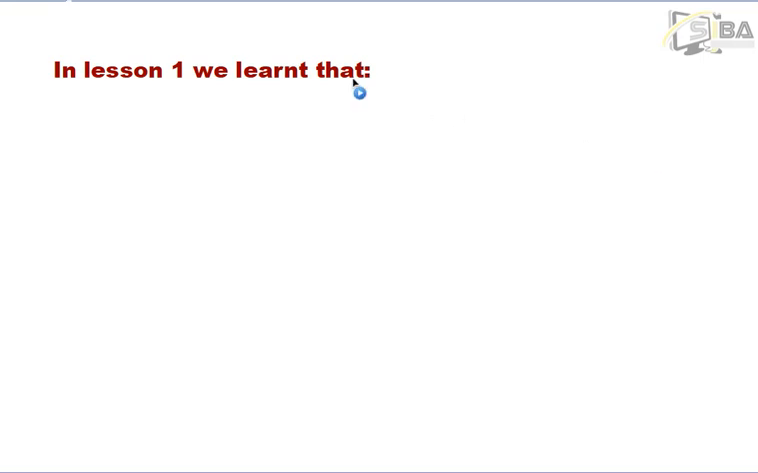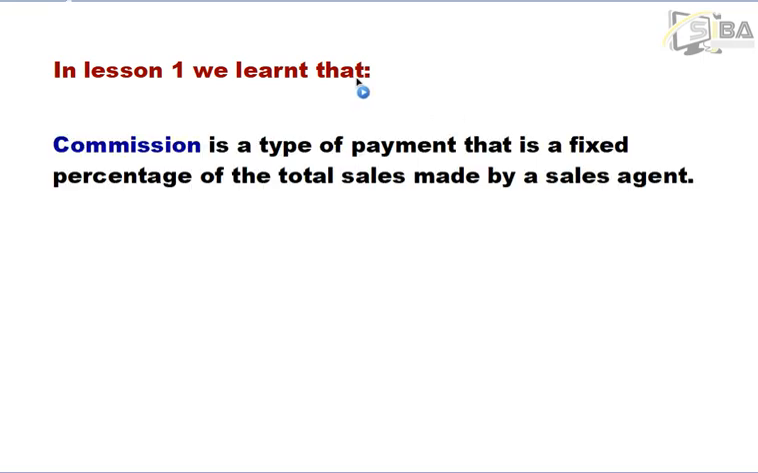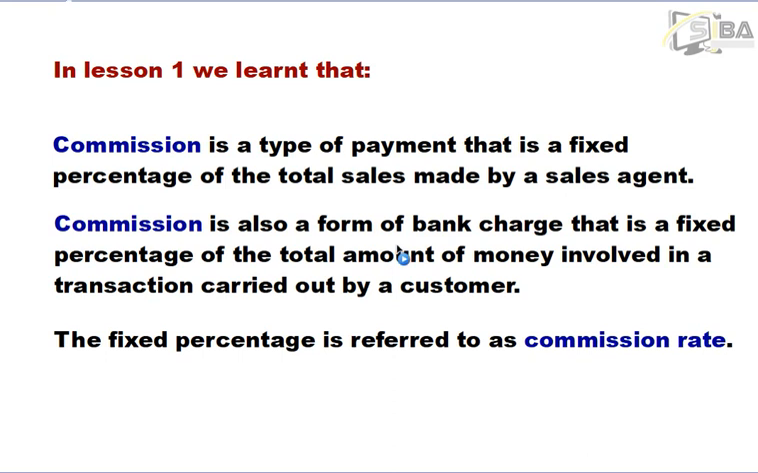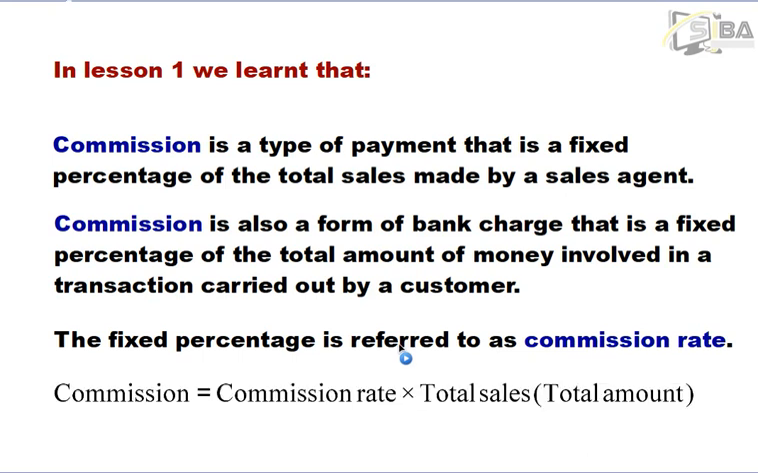In lesson 1, we learned that commission is a form of payment. We also learned that commission can be a form of bank charge. In either of the two cases, we are made to understand that the commission is a fixed percentage of the total amount of money involved. This fixed percentage is referred to as the commission rate. Lastly, we also learned that to find the commission, we multiply the commission rate by the total sales. I hope you have remembered this very well.